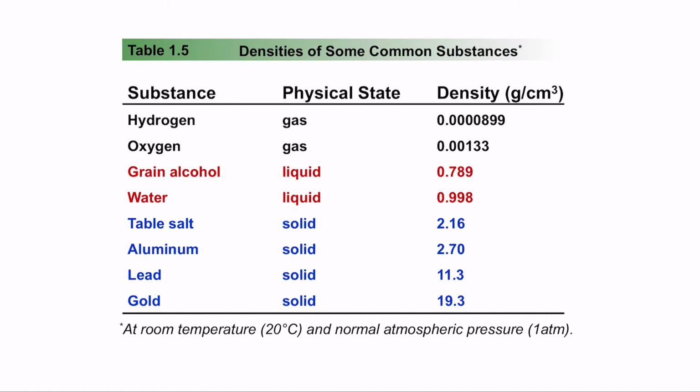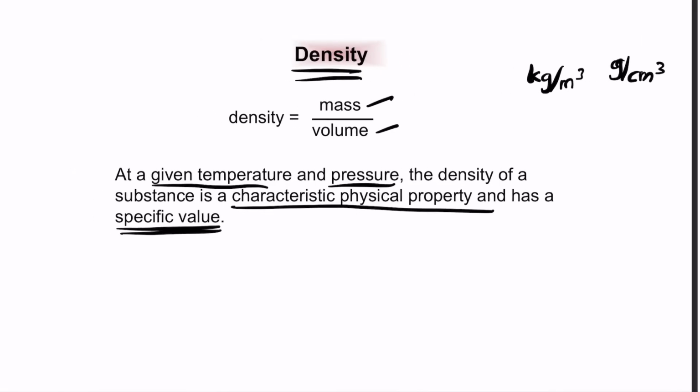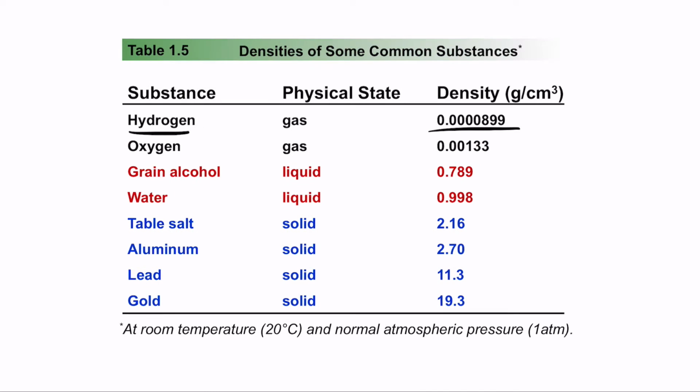So the more common substances, for example, hydrogen has a density of 0.0000899 gram per centimeter cube. There are two units that are used. One is kg per meter cube, the other is gram per centimeter cube. So you can use any one of these units, whichever you prefer. And oxygen as a gas has really less value. Notice that gases have very less density.